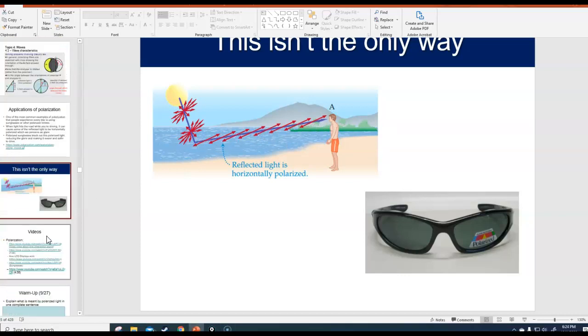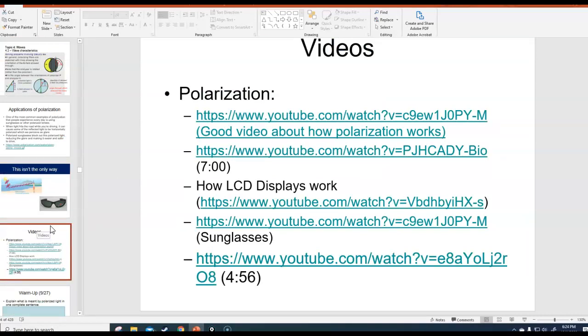Okay, and so what I'm going to do now is I'm just going to link some videos for you to check out having to do with the concept of polarization. The first one is just kind of a good overview of how polarization works, along with how polarized sunglasses work. The second one as well talks about that.